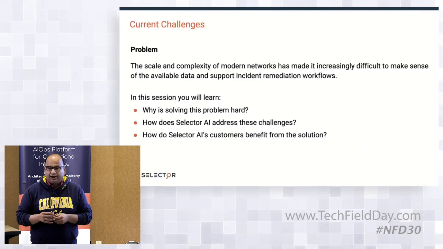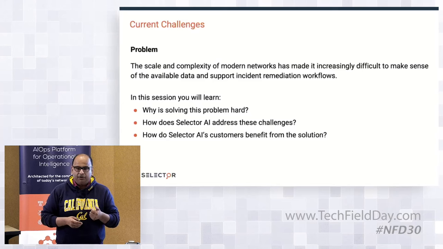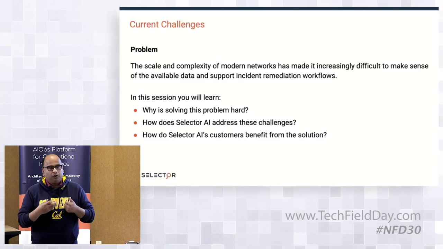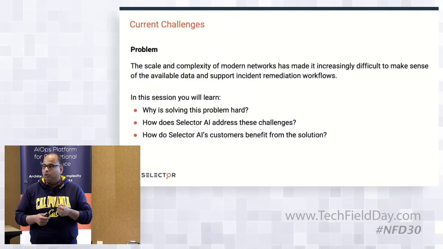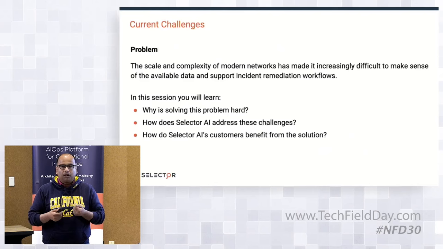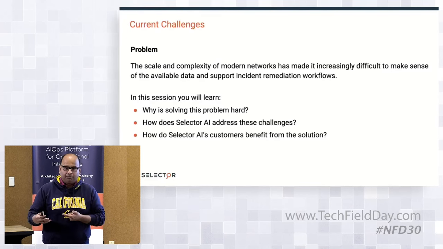So at the end of the session, my goals are three things. First, I want to tell you why this problem is hard. There are certain aspects of a simple problem. What are the hard parts about it? Because if this problem hadn't been hard, it would have been solved years ago. It's still work in progress. The problem is hard. What has Selector AI done to solve that problem?